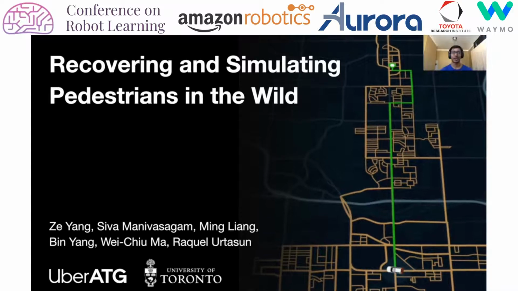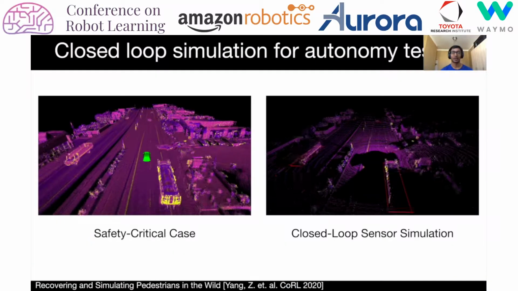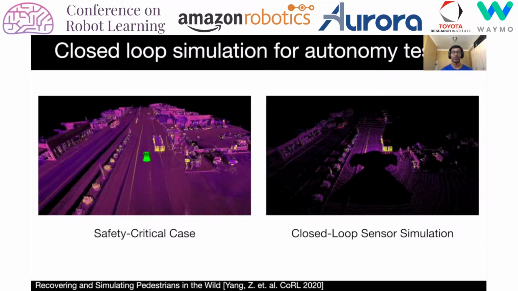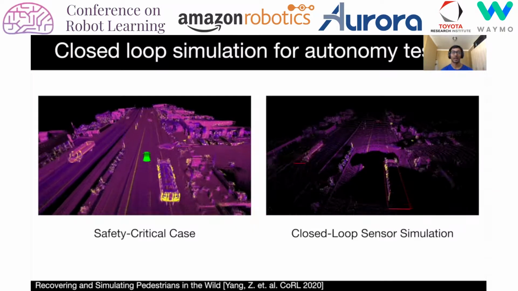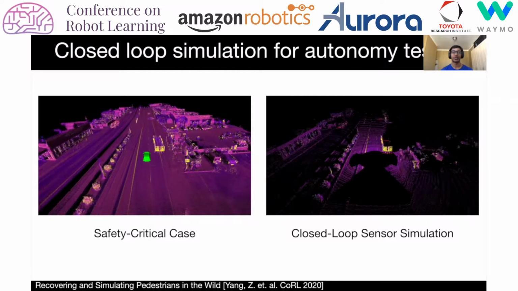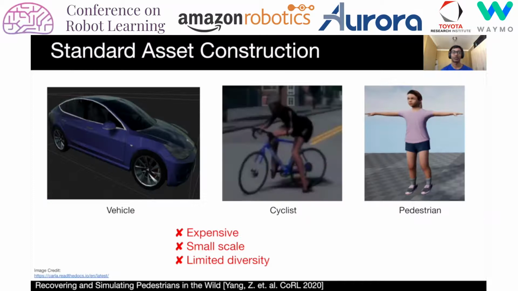Recovering and simulating pedestrians in the wild. In order to test self-driving vehicles on safety-critical scenarios, we need to perform closed-loop simulation. As the SDV performs a maneuver, we must simulate the new sensor data it observes based on its updated pose.